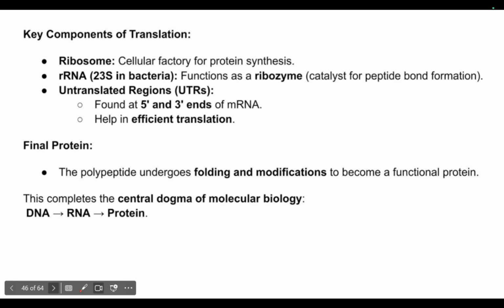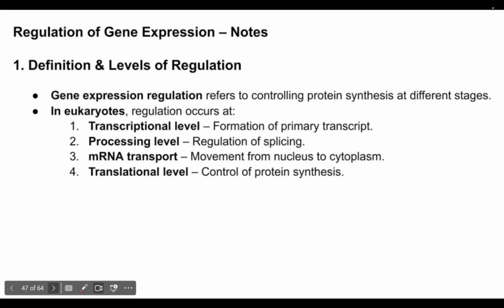Now the polypeptide formed undergoes further folding and modification to become a functional protein. As we have seen in the biomolecules chapter, they first form the primary structure, then secondary, then tertiary structure. So in this way, we have completed the central dogma of molecular biology, in which we have seen how RNA is formed from DNA in the process of transcription, and then how protein is formed from RNA. So this overall formation of protein from DNA is the expression of a particular gene.